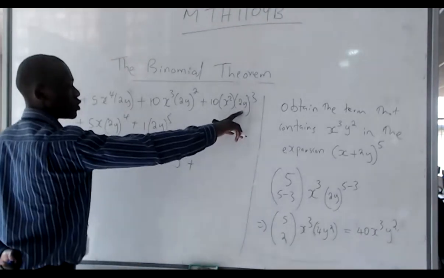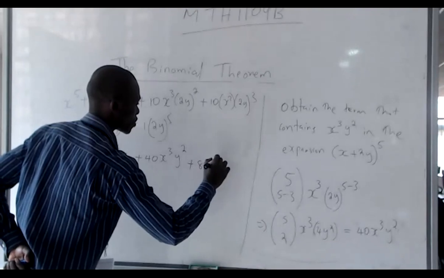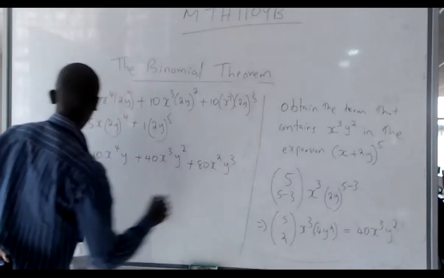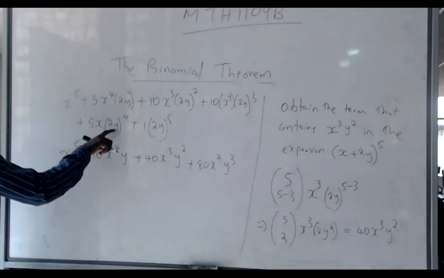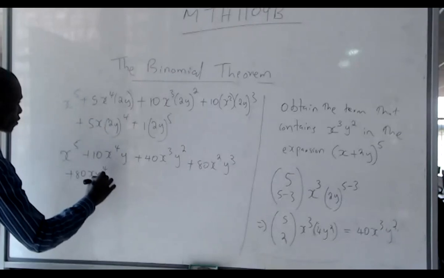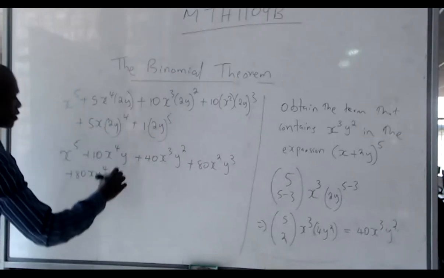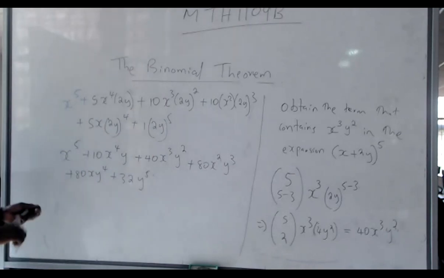There's a 2 cubed. 2 cubed is 8 times 10. That is 80. So 80 x squared y cubed plus 2 to the 4 is 16. 16 times 5, that's 80 x y to the 4 plus 2 to the 5 is 32. So we have 32 y to the 5.